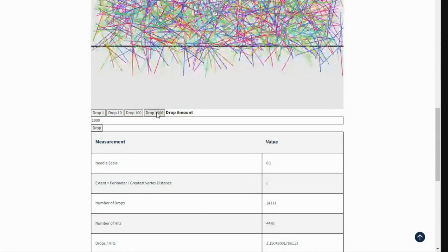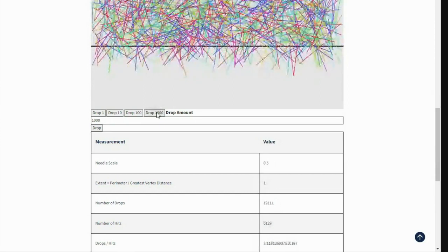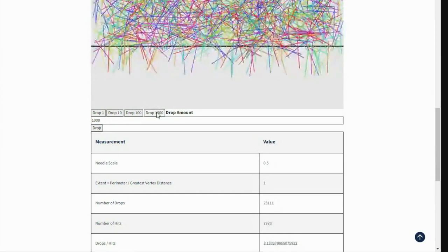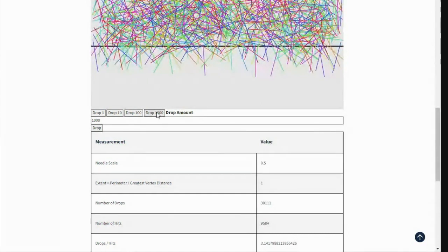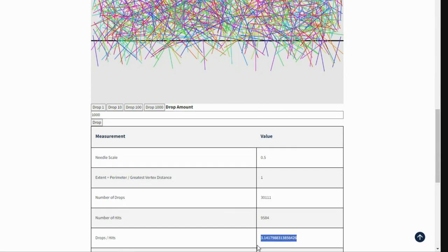Drop, drop, drop. Over 20,000. 30,000. Look at 30,000 needles. It's at 3.1417988. Basically, what Buffon discovered is that the more and more and more you drop, the closer that ratio gets to pi. Pi is 3.1415. And this is 179. We're very, very close to pi for the first 5 digits.